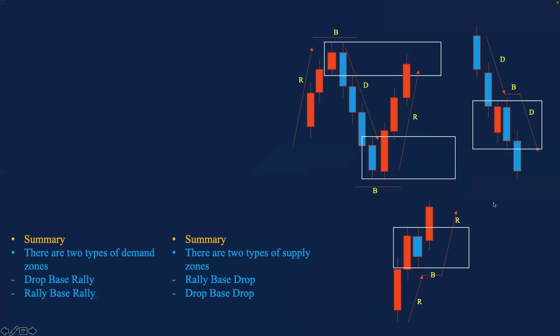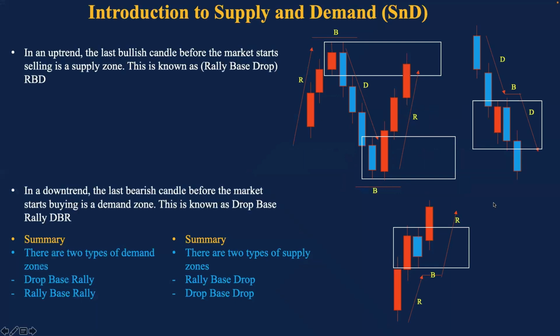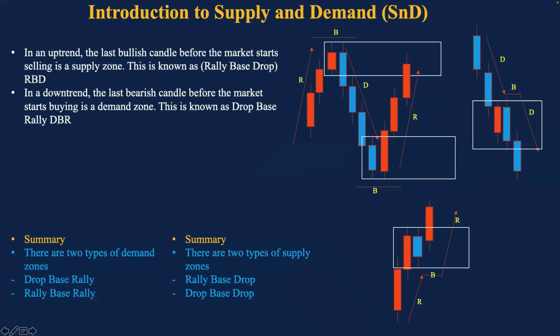Before I introduce you to Malaysian engulfing, I will introduce a bit of supply and demand, and talk about order blocks, and they are all centered around the same place. When it comes to supply and demand, in an uptrend, the last bullish candle before the market started selling is the supply zone. In this situation, the market was going up. This last buy candle before this sell is your supply zone.